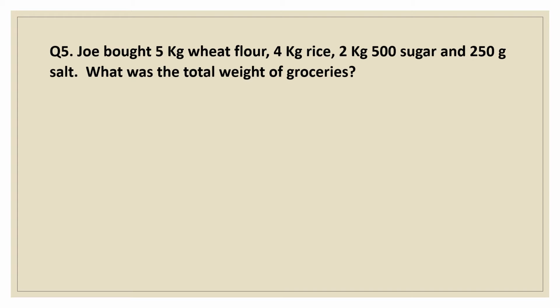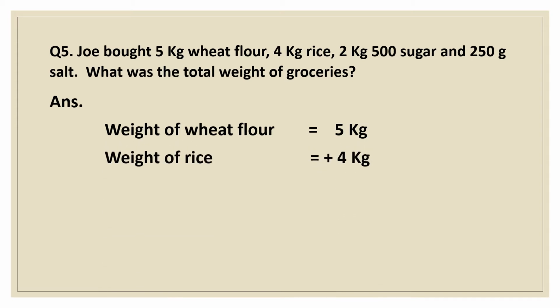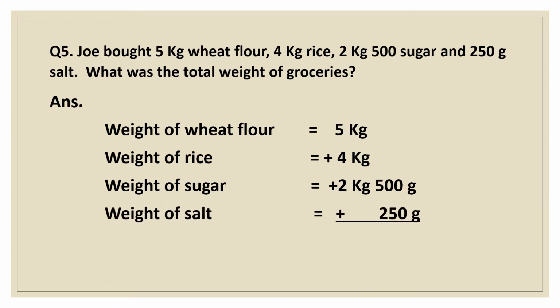Now very easy children, total weight is asked. You know that addition has to be done. But how to do addition, that also you have to write it clearly. Now weight of the wheat flour is 5 kg. There is nothing towards gram side, so put 0 there. Then weight of rice is 4 kg. There is nothing in gram side. Then you see weight of sugar, that is 2 kg 500 gram. That is mentioned separately. Then weight of salt is given, that is 250 grams.